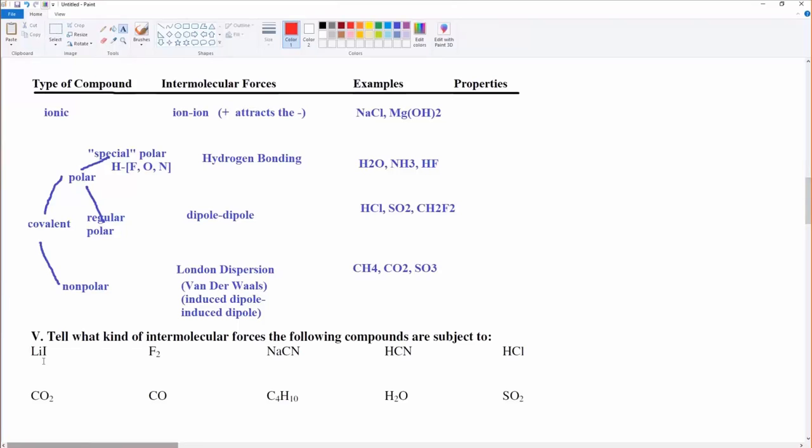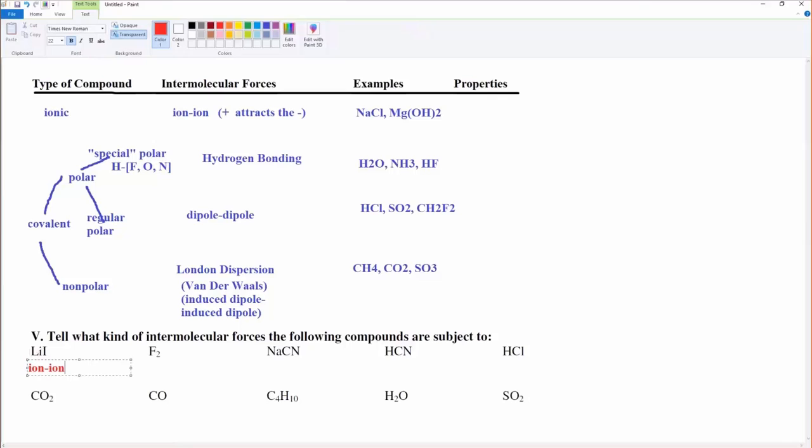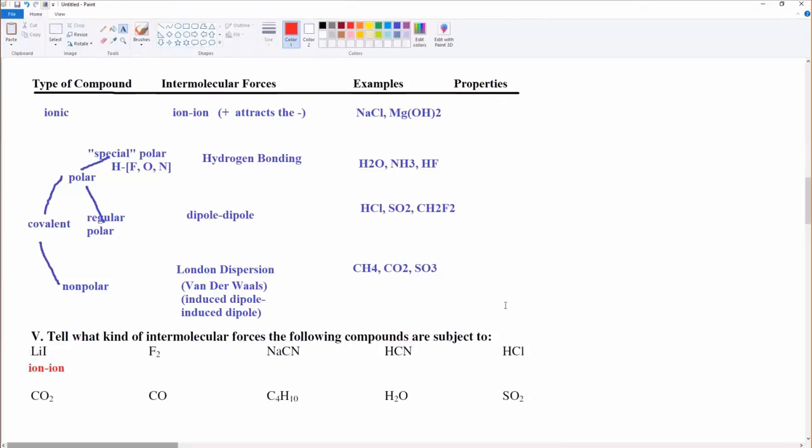Good, Nicole has got it, right? Li is lithium. That's a metal, it's in group 1. So that automatically tells you this is an ionic compound and it's subject to ion-ion intermolecular forces. And that's pretty easy, nice to do. Okay, what about F2?